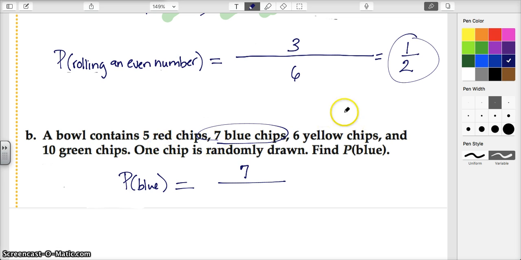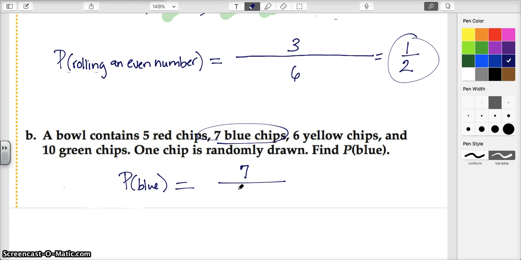What is the total number of possible things that can happen? Well, I've got 5 red chips, 7 blue chips, 6 yellow chips. So far that's 18, is it right? 5 plus 7 is 12, plus 6 is 18, plus another 10 is 28.